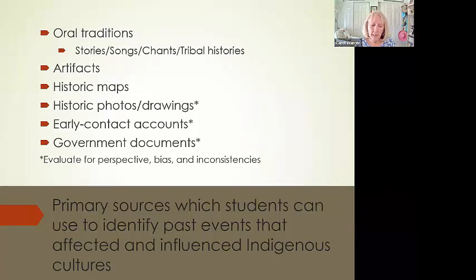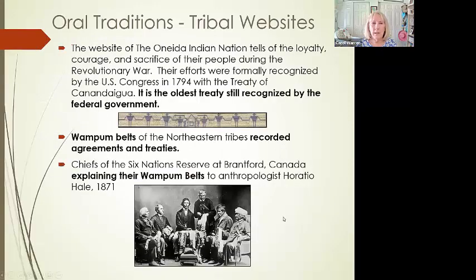So artifacts, historic maps, historic photos. Now, they were sometimes staged, but they still have value in showing aspects of life in the past. The drawings, early contact accounts, and government documents, definitely students may need guidance in evaluating those for their perspective, any bias and inconsistency. So next we're going to look at examples of these types of primary sources.